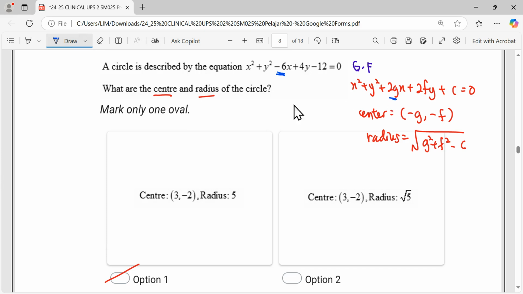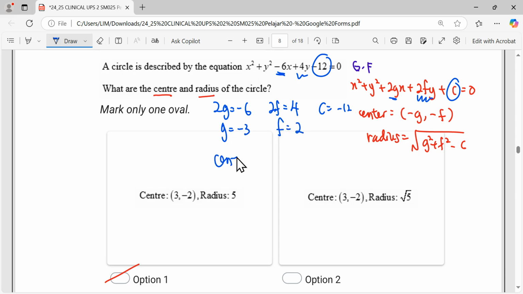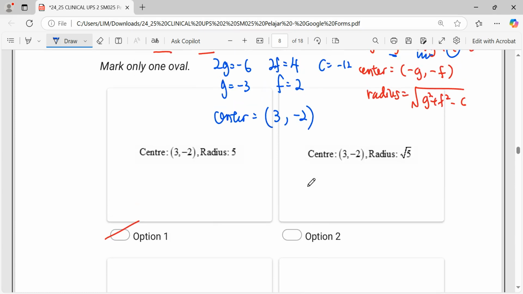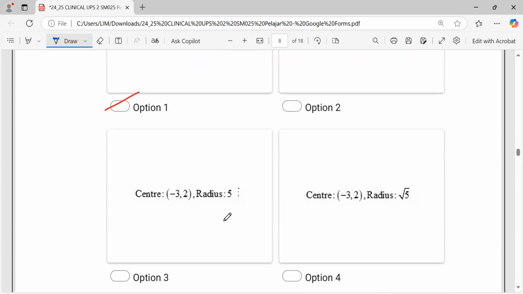The coefficient of x, which is 2g, is negative 6. The coefficient of y, 2f, is 4. The constant c is this number, negative 12. So finding g, you get negative 3. Finding your f, you get 2. So when you want to get the center, negative g and negative f will give you (3, negative 2). So it seems that we have these two options. So we eliminate options 3 and 4.